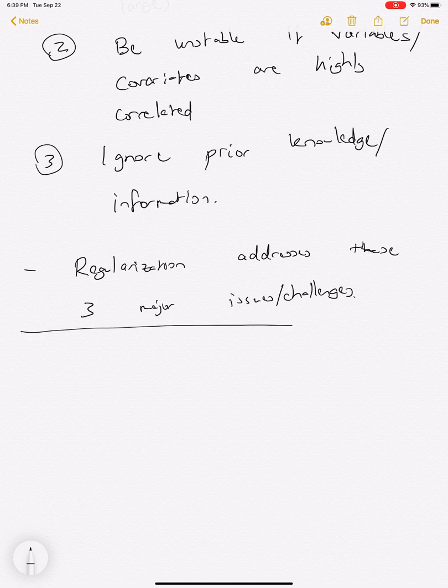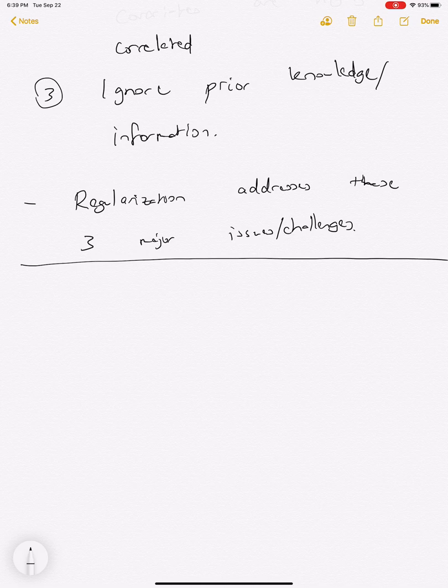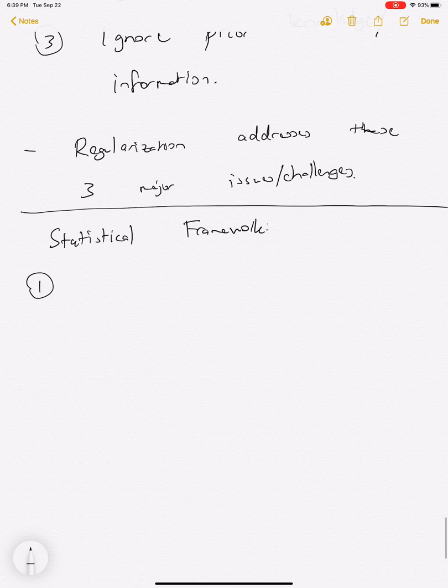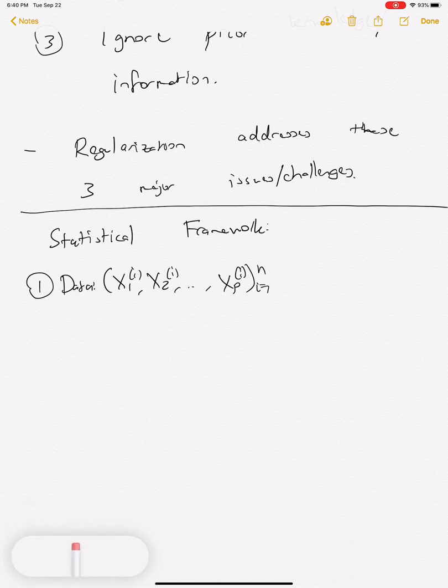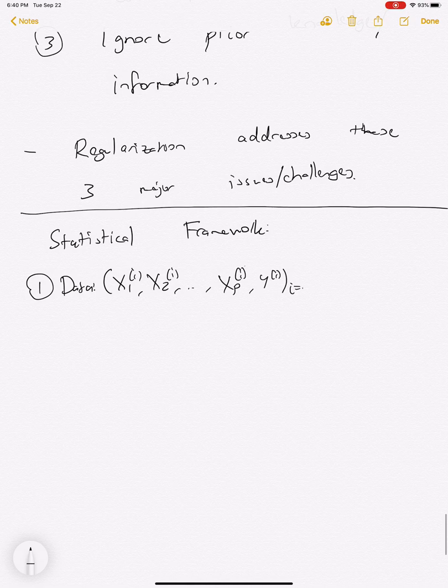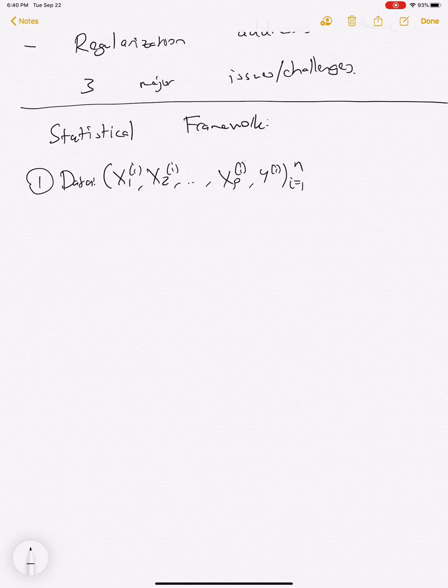Now let's move on to the statistical framework. We're still in the supervised setting, so we have our data, and there should be a Y there. We're again going to use this vector notation.